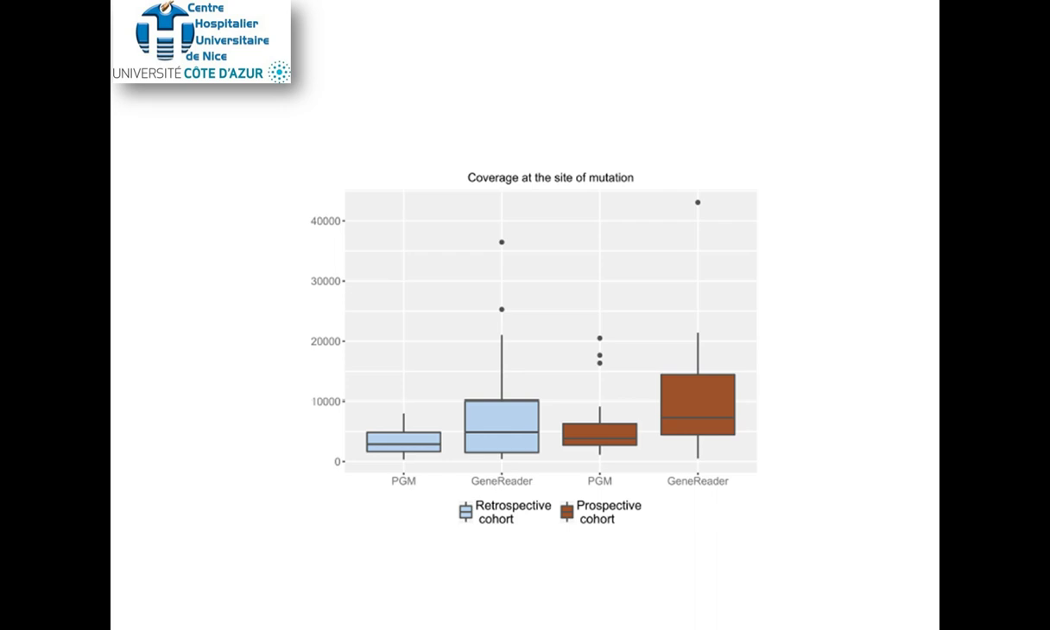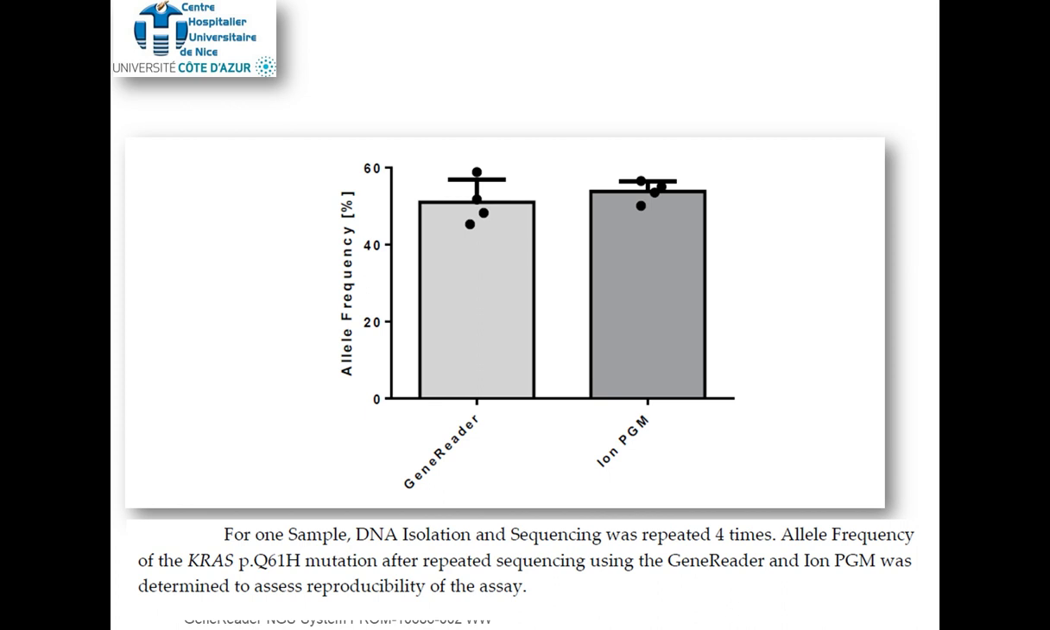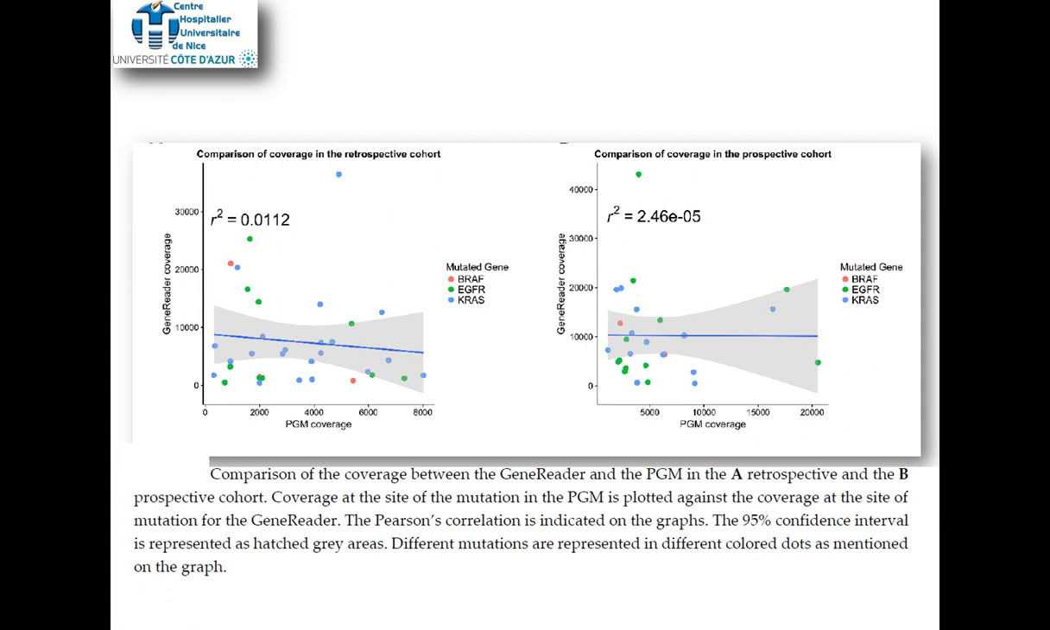Finally, as shown here, the coverages at the site of mutation in the respective genes for the GeneReader and the Ion PGM were quite similar, both in the retrospective and in the prospective cohort of patients. Shortly, these graphs show that the reproducibility of the assay performed on the Ion PGM or on the GeneReader was nice. Here, for the assessment of the allele frequency of the KRAS Q61H mutation.